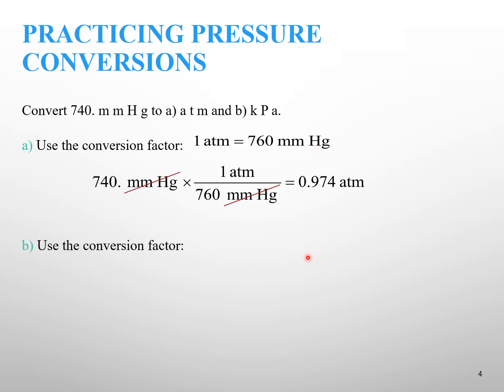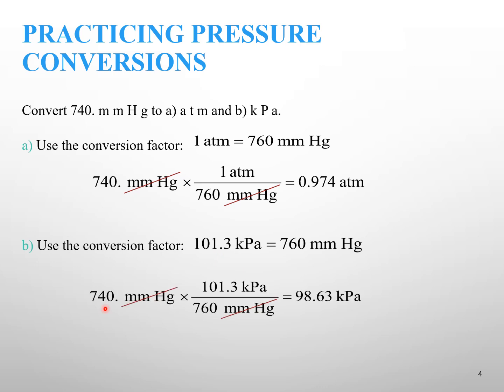Now for part B, we don't have to memorize this one, but you will be given 760 millimeters mercury equals 101.3 kilopascal. So when we have this, we start with millimeters mercury again, 740. And we know that millimeters mercury is on the bottom because we want to cancel that off. And kilopascal, the unit you want, is on the top. So 101.3 is on the top, 760 is on the bottom, cross that off, and your answer is going to be 98.63 kilopascal. So technically, if you wanted to keep 365, it will be 98.6.